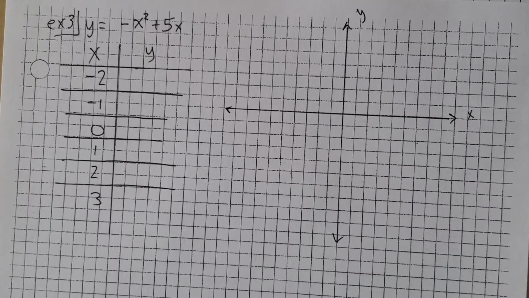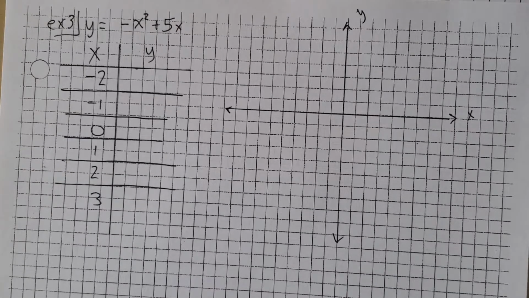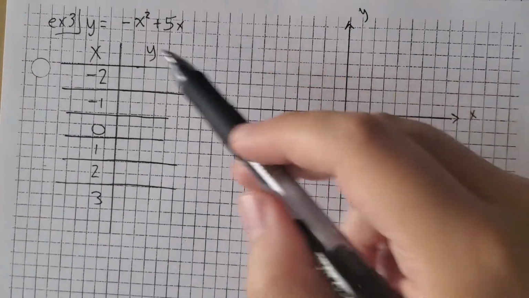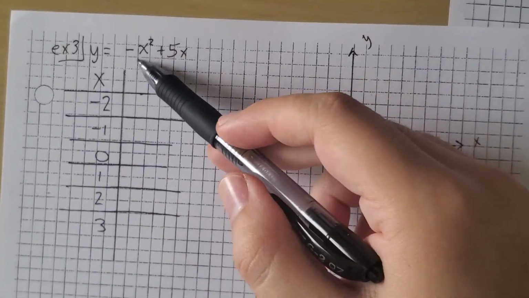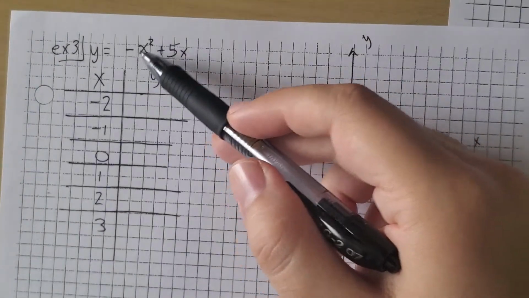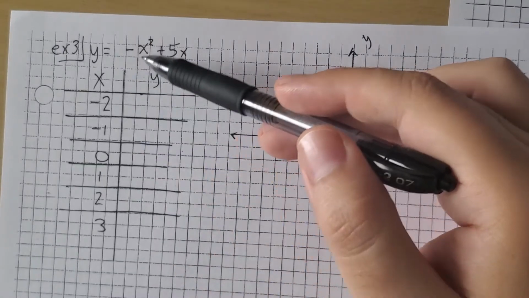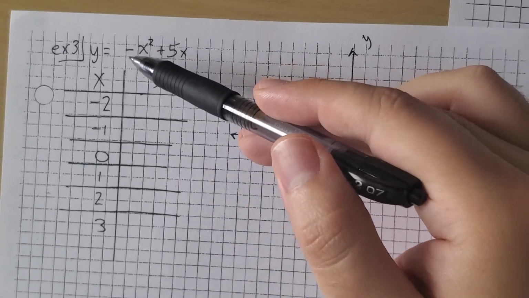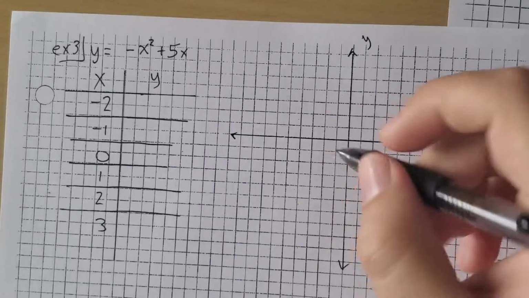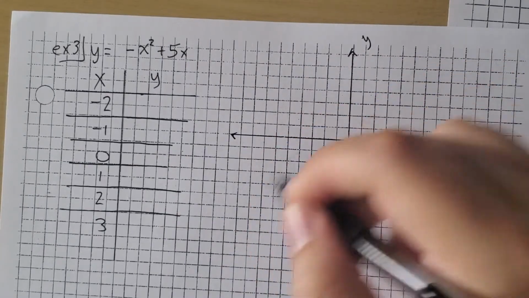Alright guys, and last but not least, I'm going to guide you through a very last quick example over here. So my equation, if you can see it, is negative x squared plus 5x. So again, this is still a quadratic. I have an x squared. Now notice I'm going to have a negative in front of it. So think about what that means about the shape of the parabola.